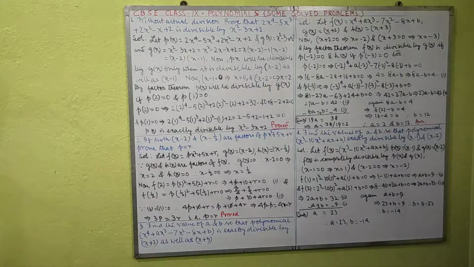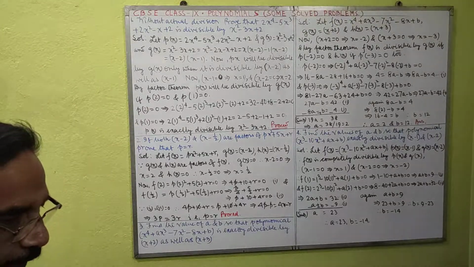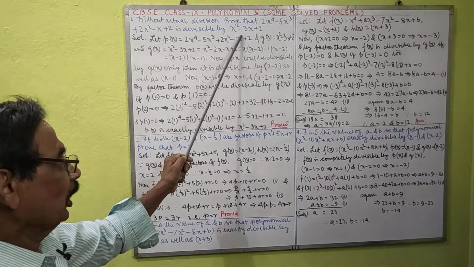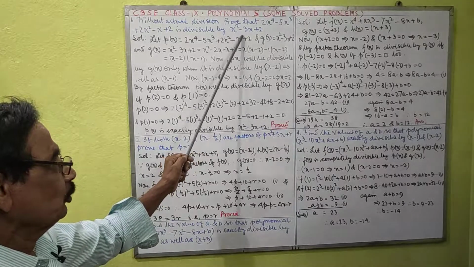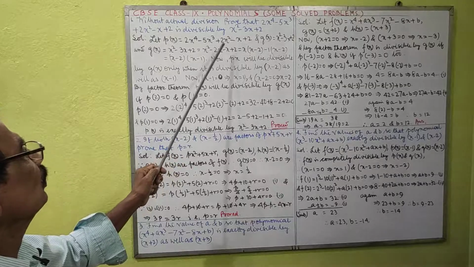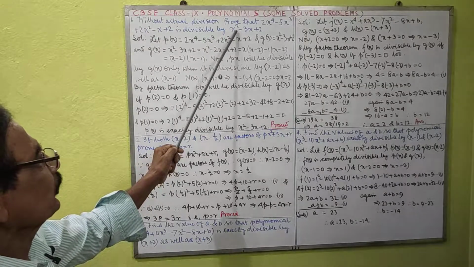The first question is that without actual division, prove that 2x⁴ − 5x³ + 2x² − x + 2 is divisible by x² − 3x + 2. When it is given that x² − 3x + 2, at first we have to find its factors. We have to find its factors.